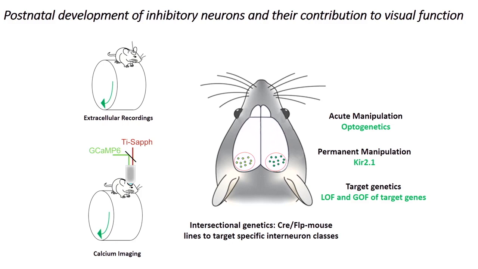So we are using intersectional genetics, both with virus and target genetics, to basically get at cell types. And the idea is to, during development, acutely manipulate them or have more permanent manipulations, as well as perform loss of functions and gain of functions of genes that are linked to neurodevelopmental disorders. And then to assess how these manipulations change neuronal activity and sensory processing, we are using extracellular recordings and calcium imaging. And so I hope I have some stories about some very fine cell types to tell you next year.